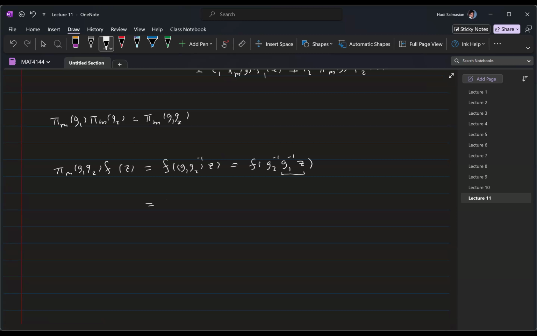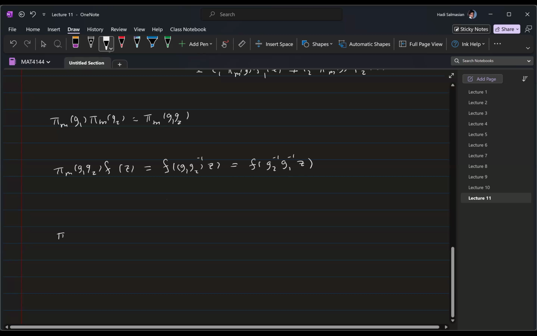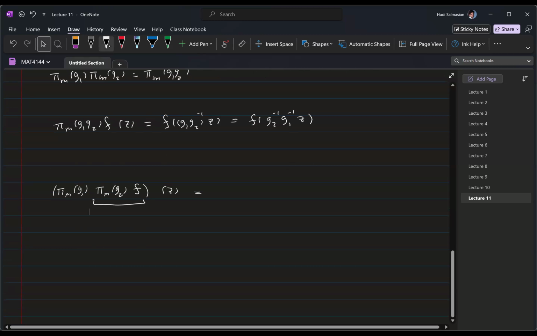Let me see. G2 inverse. Okay, maybe I should start from the other side. Maybe it's easier to do it the other way. When you look at pi m G1 of pi m G2 F at Z, let's see what this is. So this is pi m G1 of this guy. Maybe I call this H for the moment. So this is pi m G1 H at Z. So this is H of G1 inverse Z.